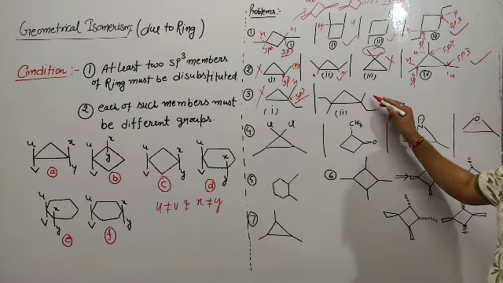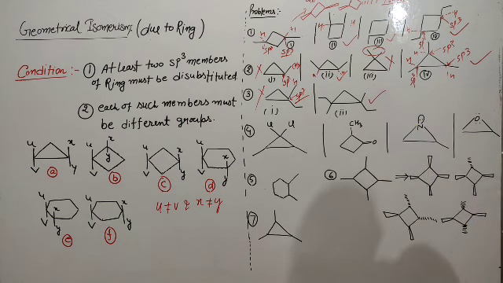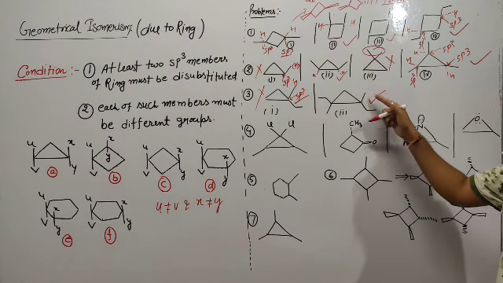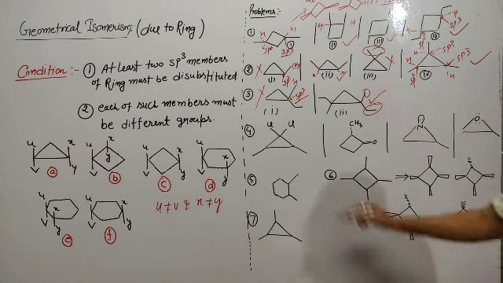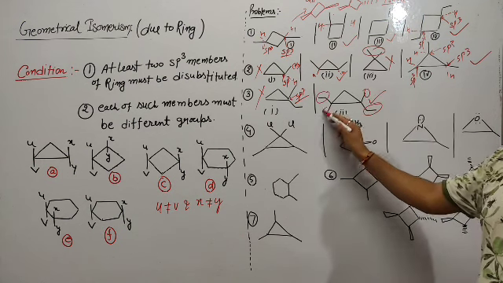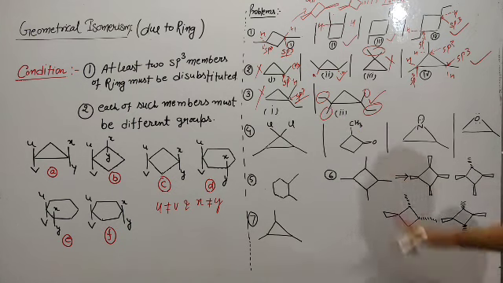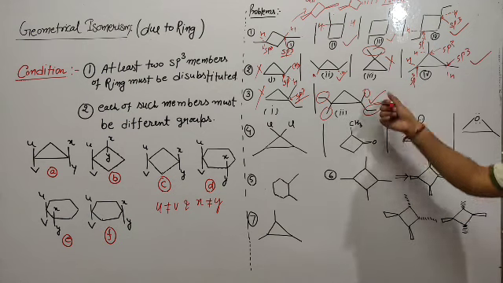Now come here, yes sir, definitely GI. Why? Because this is sp3 and both groups are different, here this is methyl and this is ethyl. In this case this is methyl and this is methyl, yes, both groups different and both sp3, minimum 2, definitely minimum 2, so GI.